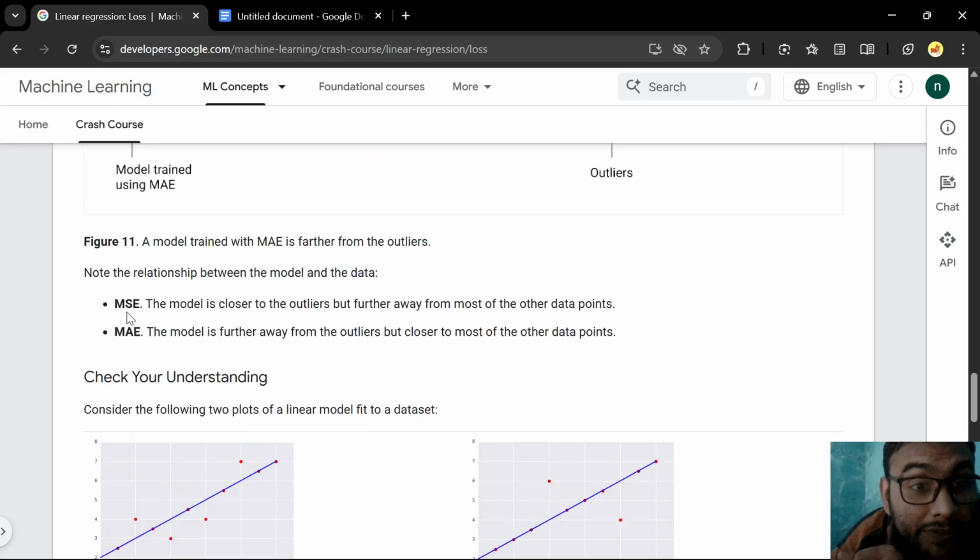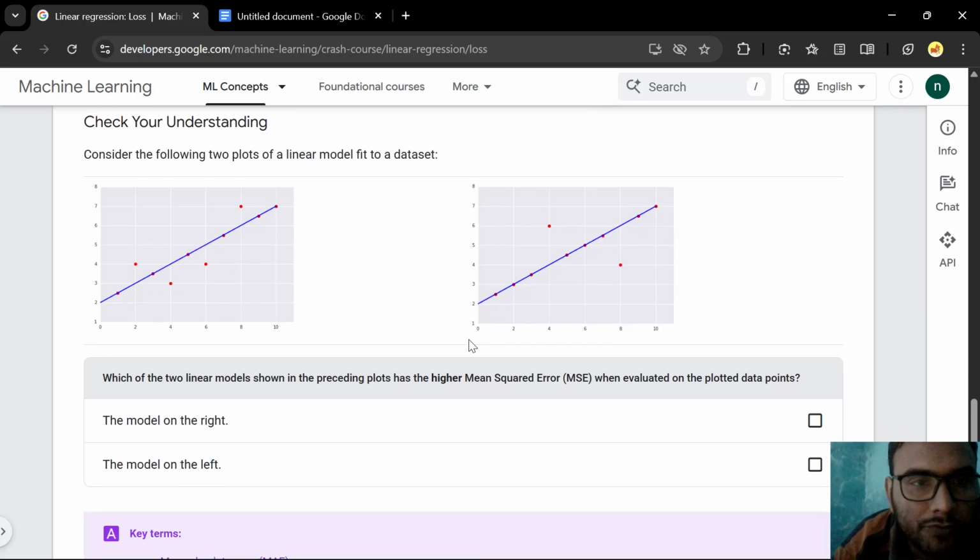Yes, the MSE, mean squared error, means that the model is closer to the outliers but further away from most of the other data points. We take sample data points, and if we choose a model trained with MSE, then that model is close to the outliers. Outliers means exceptional cases in a particular data set. And if you choose this other type of loss, then it is further away from the outliers, but closer to most of the other data points.